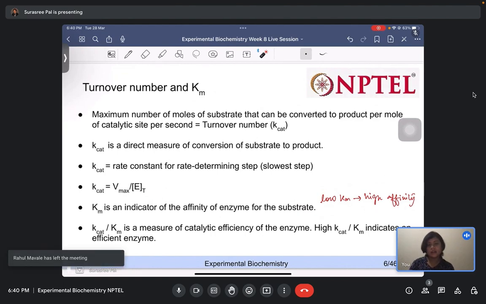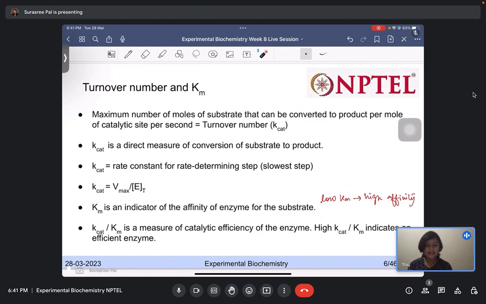So basically when the Km is low, then we can say that this enzyme has high affinity for the substrate. When the Km is high, we can say that the enzyme has low affinity for the substrate. And when we divide kcat by Km, this ratio of kcat by Km is an important ratio for measurement of the catalytic efficiency of the enzyme.